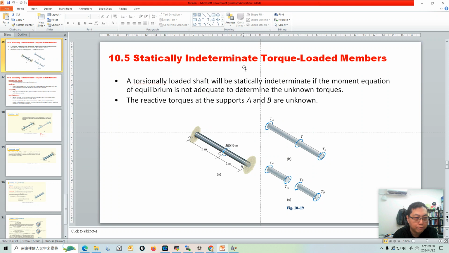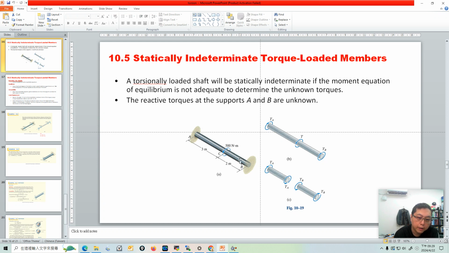A torsional load shaft will be statically indeterminate if the moment equation of equilibrium is not adequate to determine the unknown torques. For example, if we apply a 500 newton meter torque on section C, and the problem wants you to solve for the torque at A and B at the wall.